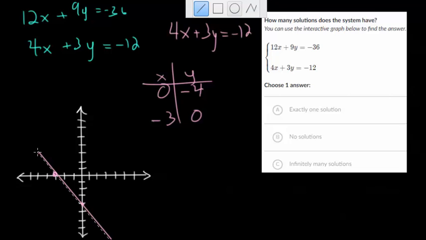We can kind of draw it like that just to show that they're on top of each other. And since it's the exact same line, that means they're going to intersect at every single point along those lines, meaning we have infinitely many solutions. But you could also notice if you solve it for y that they're going to have the same slope. The slope would be down 4, right 3 for each of those lines.